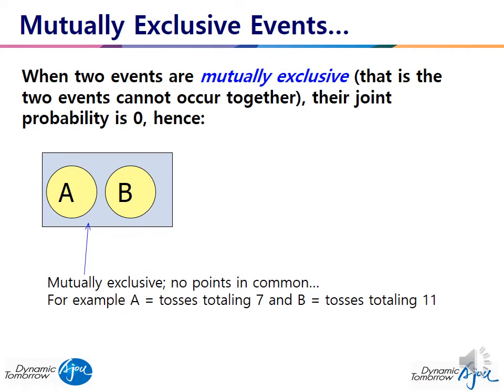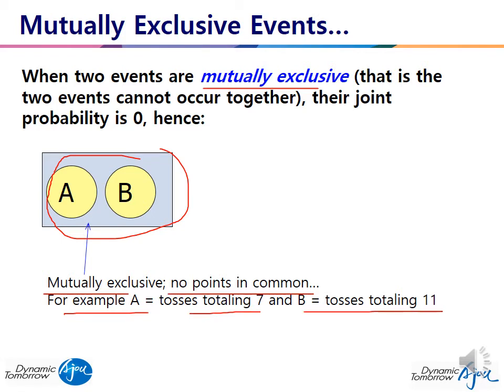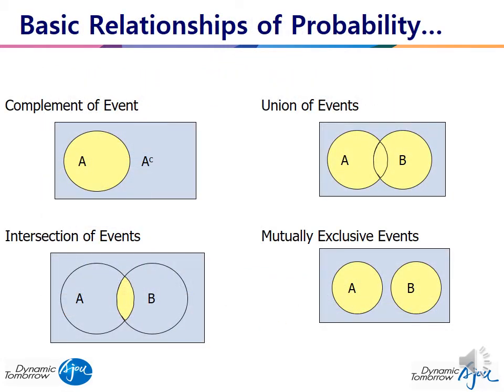Now let's define mutually exclusive events. When two events are mutually exclusive, that is, the two events cannot occur together, their joint probability is 0. Hence, for mutually exclusive events there is no intersection. Mutually exclusive means no point in common. For example, A is a toss totaling 7, B is a toss totaling 11. There is no intersection point, so they are called mutually exclusive. So these are the basic relationships of probability: complement of event, union of events, intersection of events, and mutually exclusive events. Don't forget that.